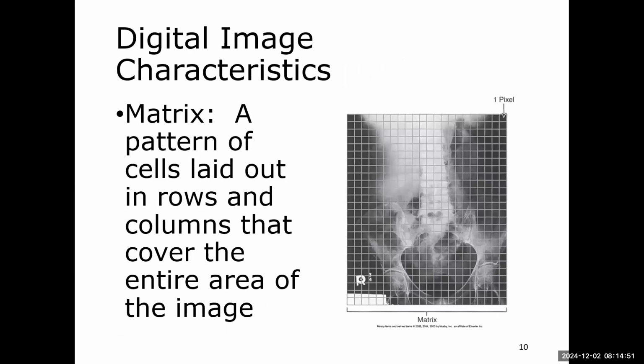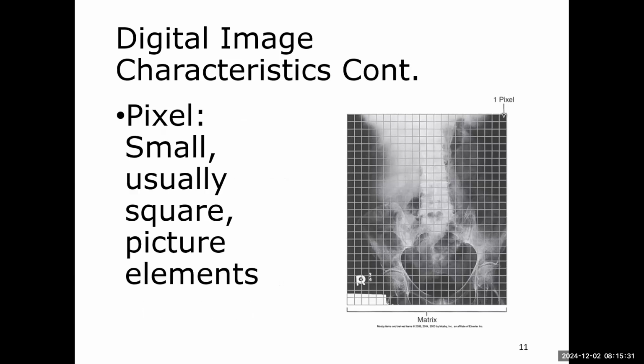So some of these terms now that we're getting into, you're going to need to know. The matrix is a pattern of cells laid out in rows and columns that cover the entire area of the image. Now, this is very exaggerated just so that you can see. You can get many pixels, even on a pinhead. That's how small pixels generally are. So the matrix is just the rows and the columns, so that we can have a specific location in the image and a specific brightness level for a particular area of the image.